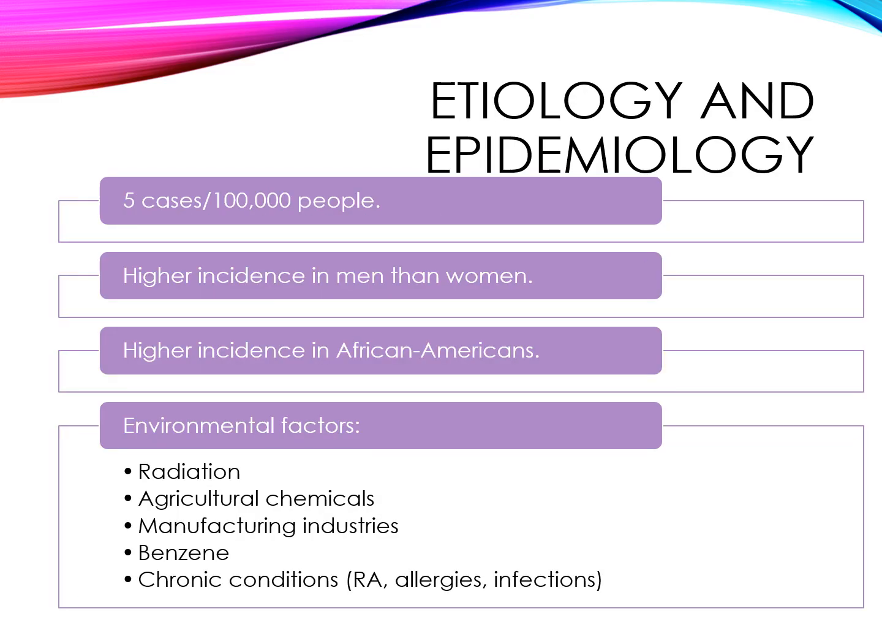I think we talked about this yesterday in our last lecture, but we have an incidence that's about 5 out of every 100,000 people. Again, like many of our other lymphoproliferative disorders, we have a higher incidence in men than women. And in this case, we have a higher incidence in African Americans. Now, there are some environmental factors: radiation, agricultural chemicals, manufacturing industries, benzene, but also chronic conditions like rheumatoid arthritis, allergies, and infections can also trigger the development of multiple myeloma.